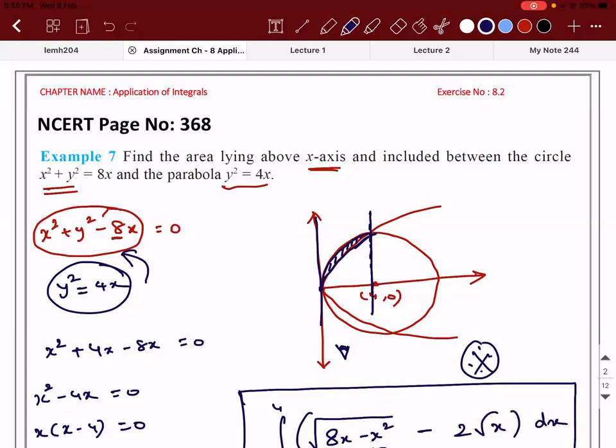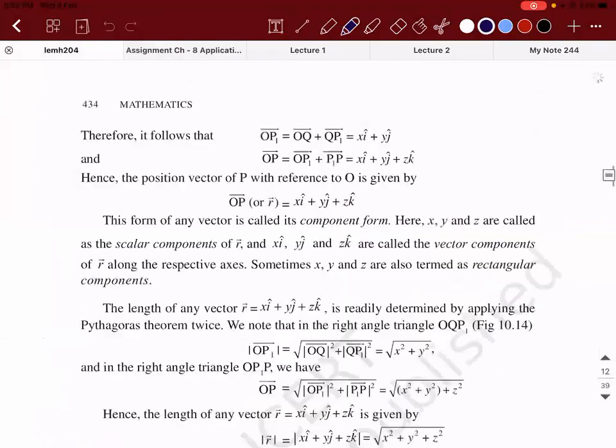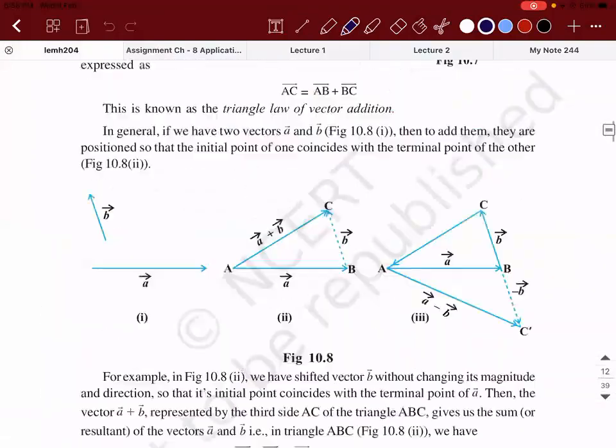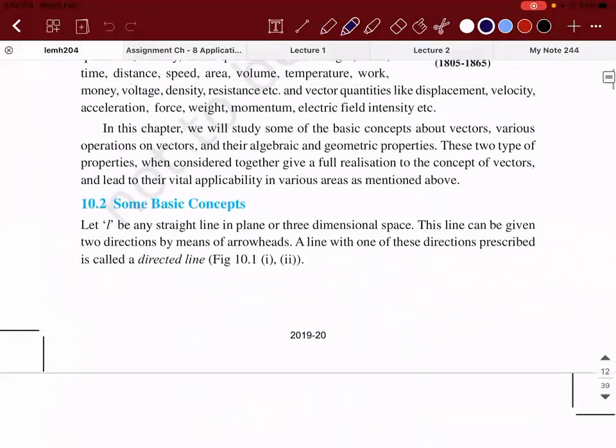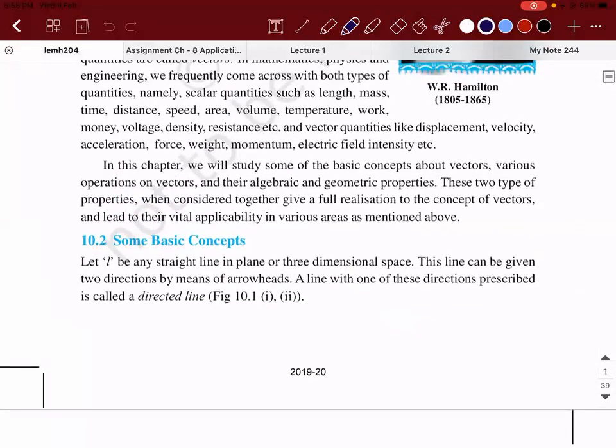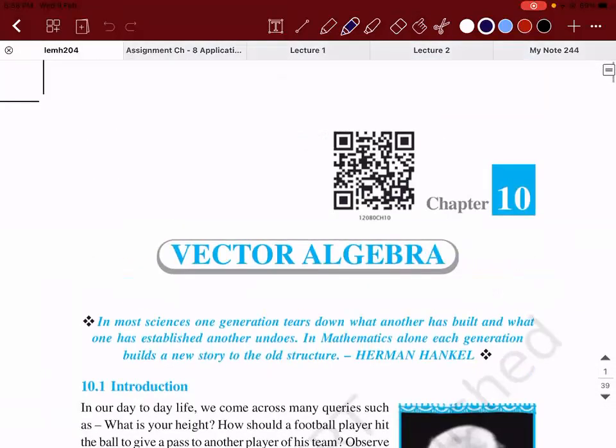Yes, sir. Good. So the next chapter that we are going to deal with: we have completed 7th, integrals is over. 8, applications of integrals is over. 9th, differential equation is over. Now we are going to deal with vector algebra. So those who are already physics students will have a decent basic of what this vector algebra is. But let me explain it again.